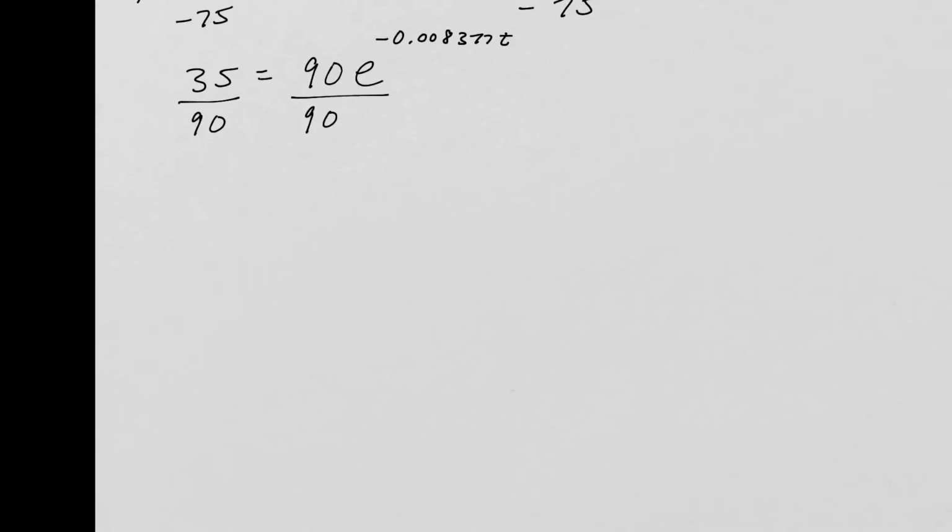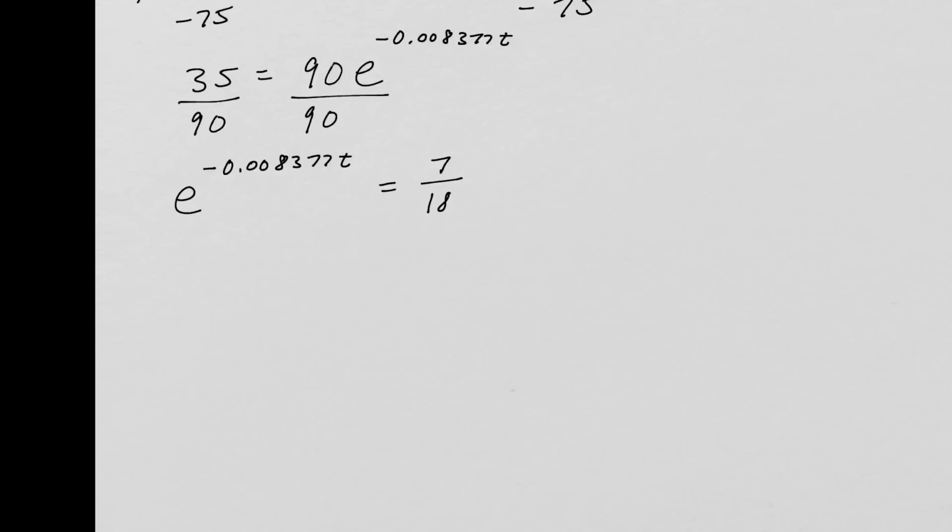So I'm going to write the right hand side and the left hand side, just so I have my variable on the left hand side. So the 0.008377 t is equal to 35 over 90. I can simplify that a little bit, right? 5 goes into both, so I could write this as 7. 35 divided by 5 is 7, and 90 divided by 5 is 18, so 7/18.